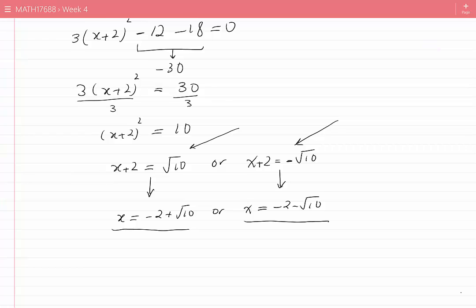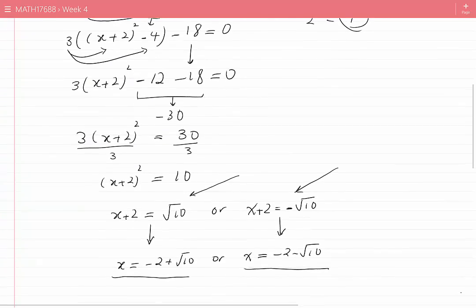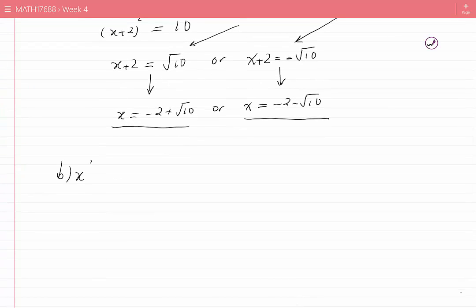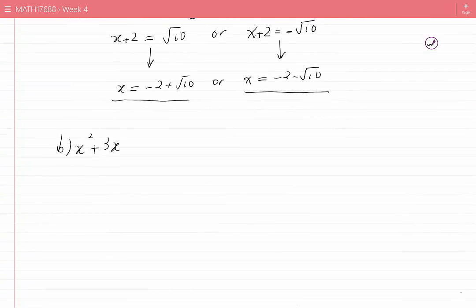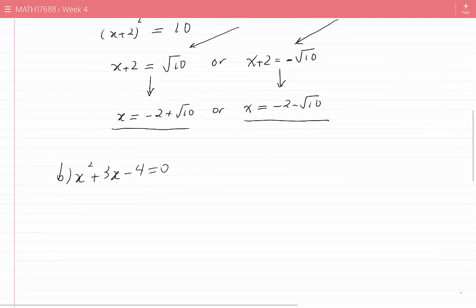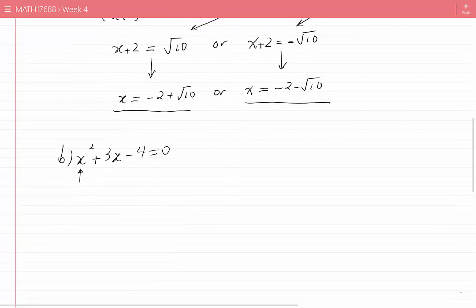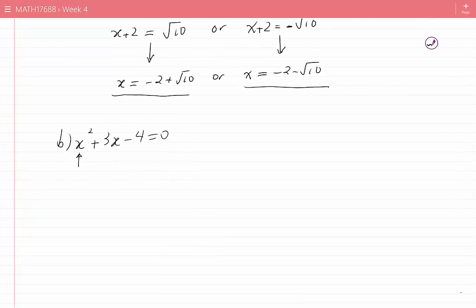Let's now start with the second example. B: x squared plus 3x minus 4 is equal to 0. In this case, the coefficient of x squared is 1. So we don't have to factor the coefficient of x squared. It will not affect the expression. The coefficient of x is 3. Divide that by 2, you get 3 by 2, and square it. You will get 9 by 4.